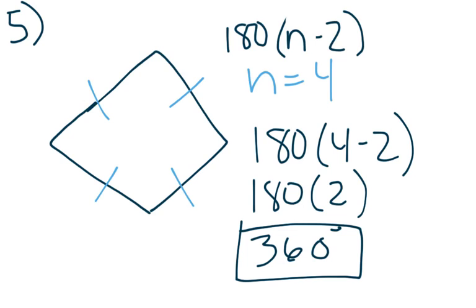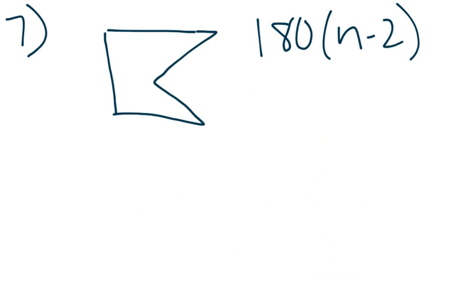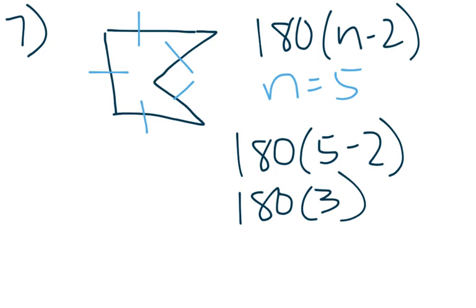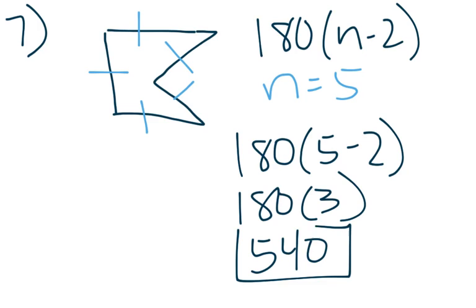Let's look at number 7. Okay, let's count the number of sides. 1, 2, 3, 4, 5. That means n equals 5, and we have another pentagon. So 180 times 5 minus 2, and 5 minus 2 is 3. So we have 180 times 3, and that is 540. So that is number 7.